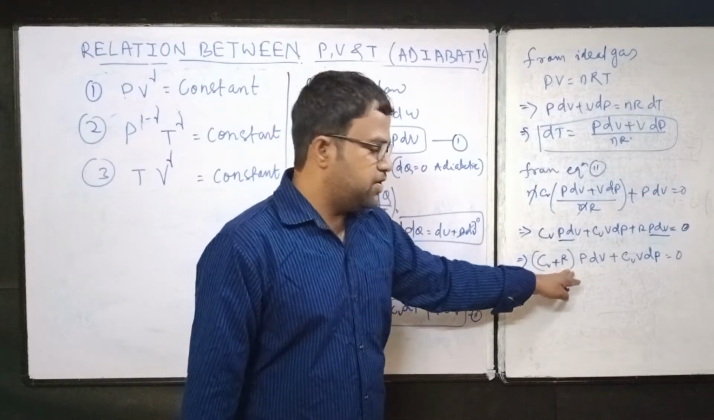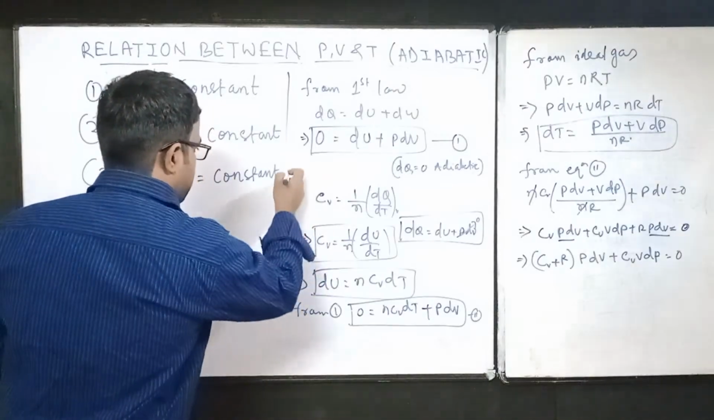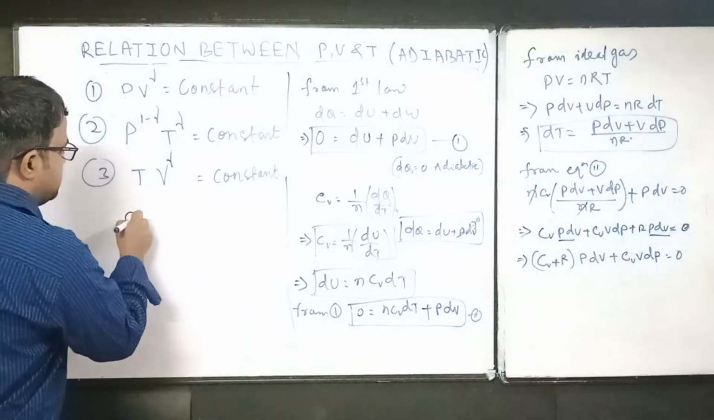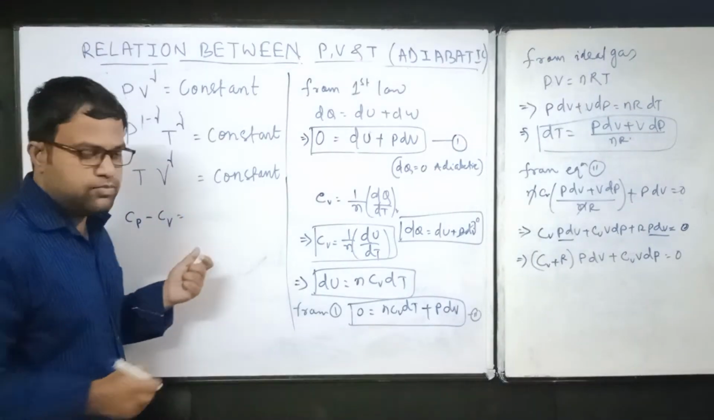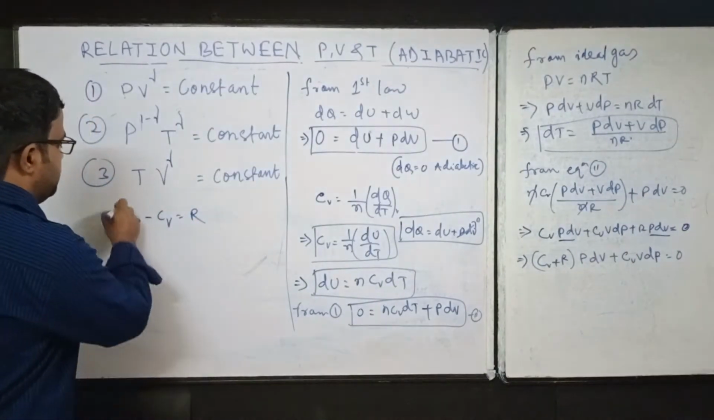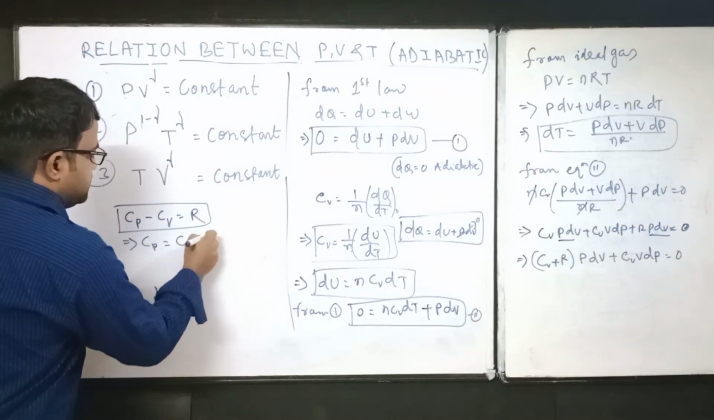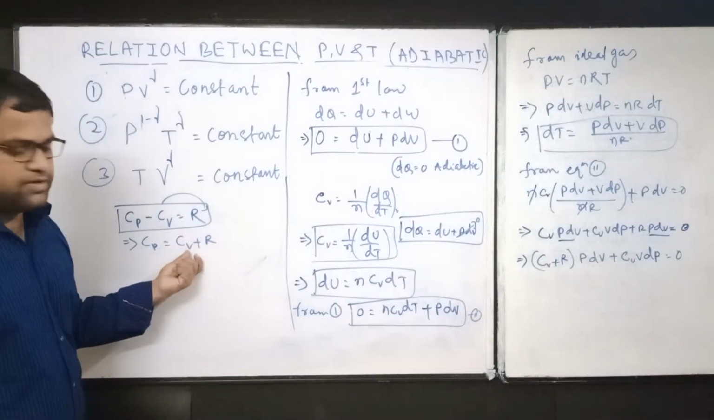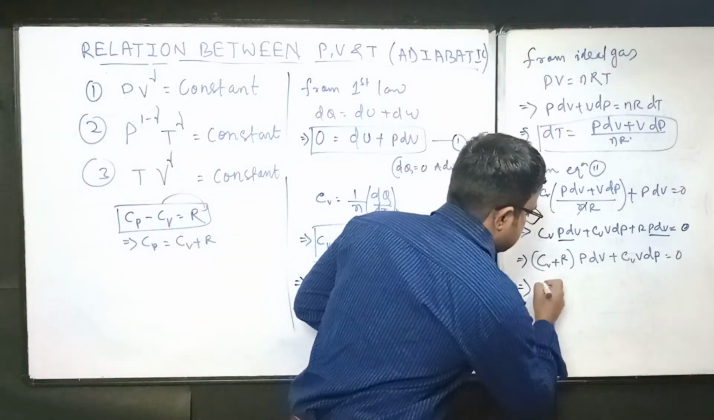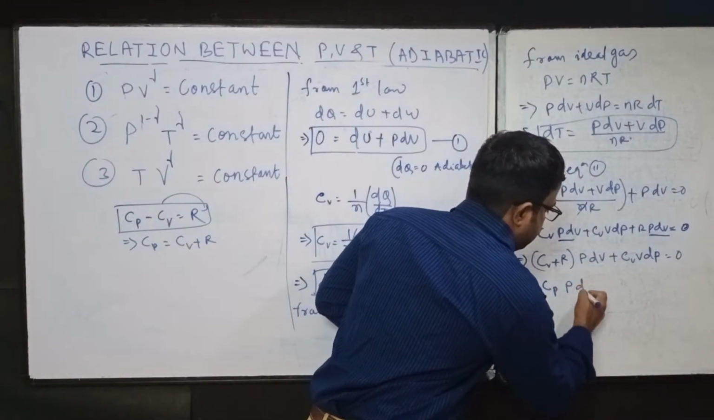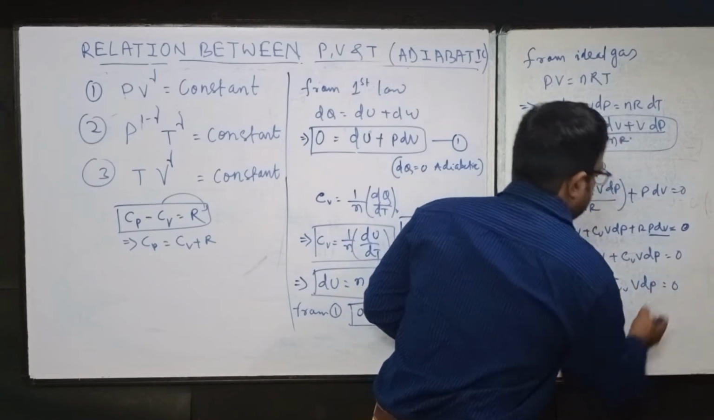Fine. Now Cv plus R, we know one relationship. The relationship between Cp and Cv is Cp minus Cv equal to nR. If the number of moles is 1 mole, then it's R only. So Cp minus Cv equal to R, or Cp equal to Cv plus R. I'll replace this Cv plus R with Cp. So this equation will become Cp PdV plus Cv VdP equal to 0.